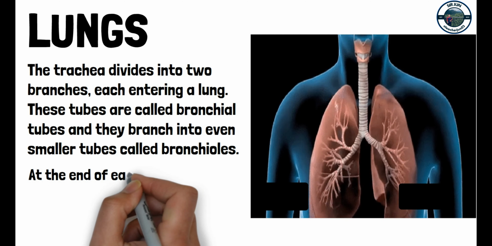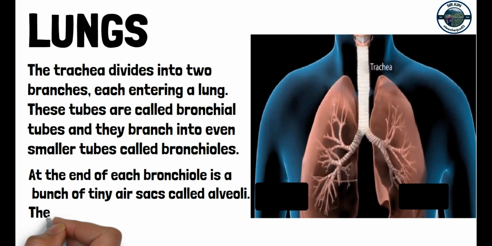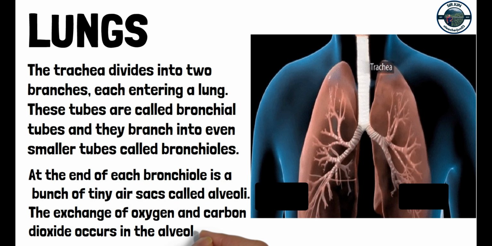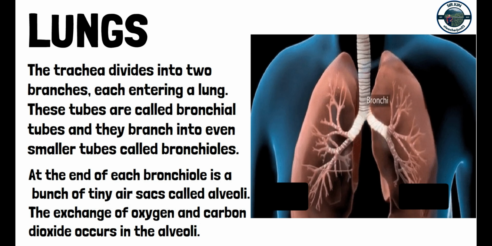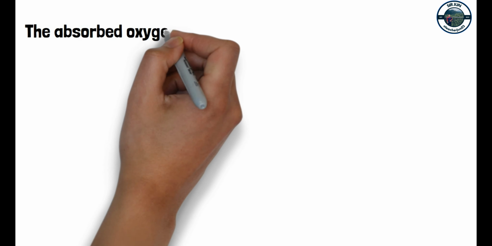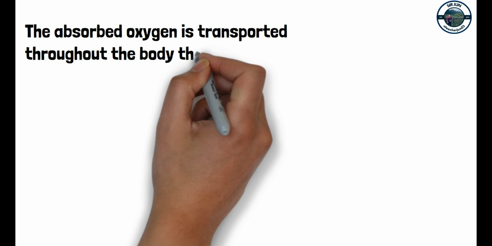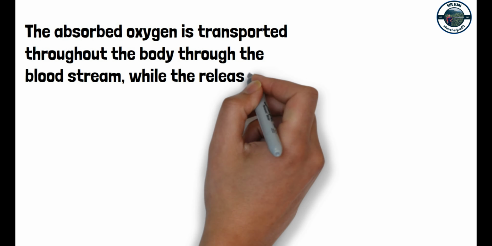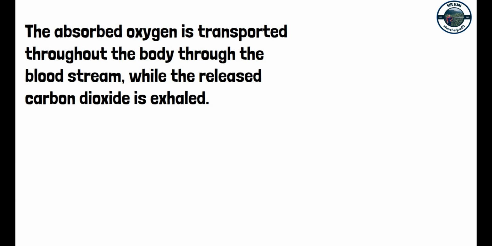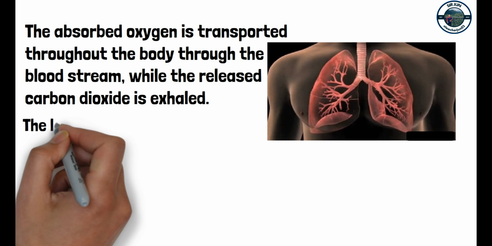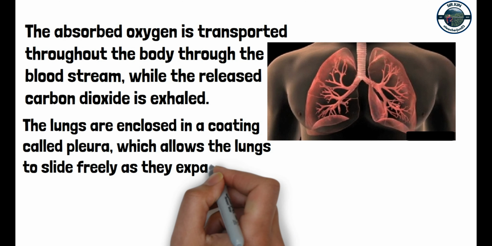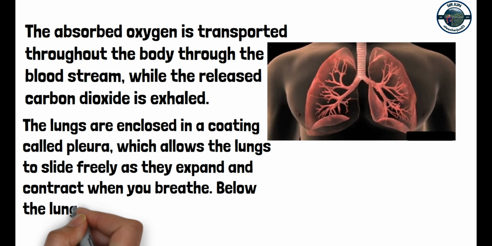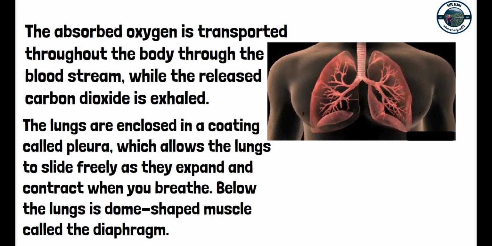At the end of each bronchiole is a bunch of tiny air sacs called alveoli. The exchange of oxygen and carbon dioxide occurs in the alveoli. The absorbed oxygen is transported throughout the body through the bloodstream, while released carbon dioxide is exhaled. The lungs are enclosed in a coating called pleura, which allows the lungs to slide freely as they expand and contract when you breathe. Below the lungs is a dome-shaped muscle called the diaphragm.